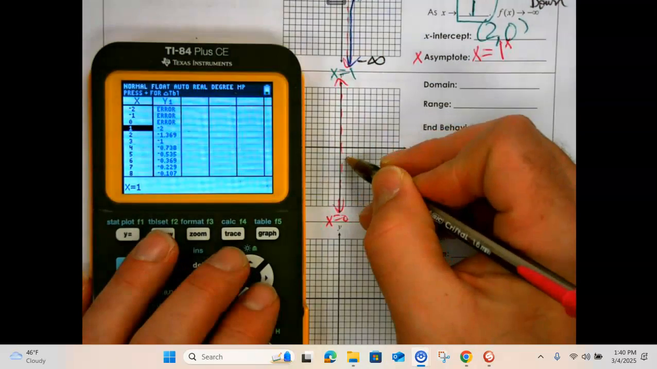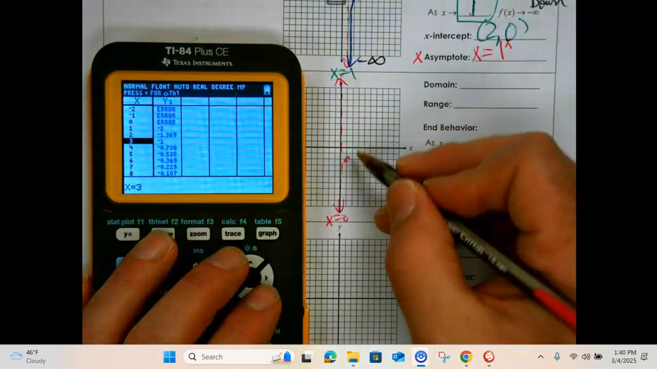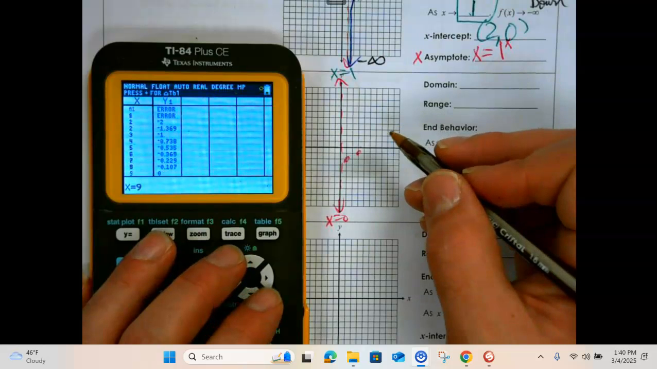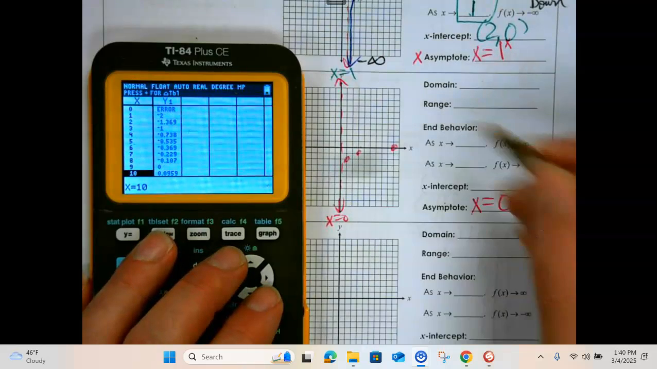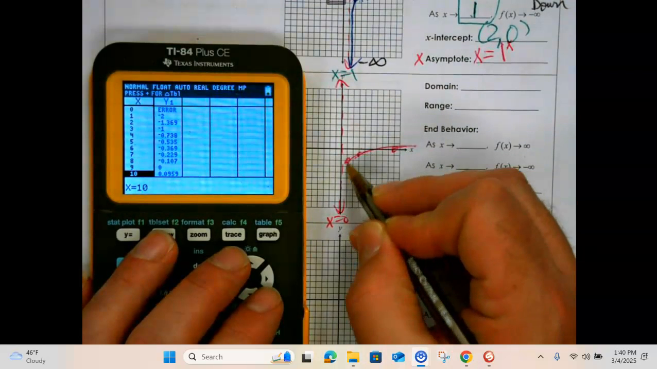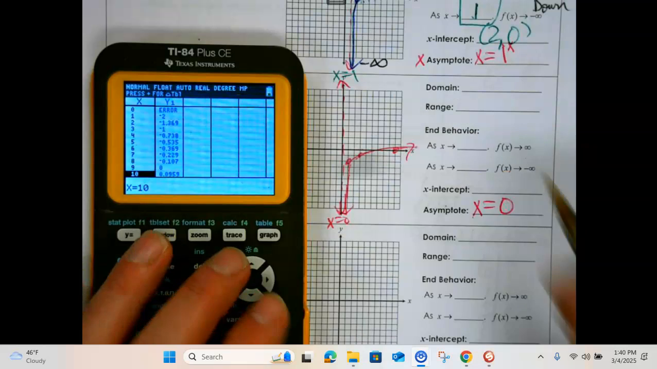So 1, -2. 3, -1. I don't think I'm getting the third one. Oh, I did. 9, 0. Hug that asymptote. It won't hurt you unless you cross it.